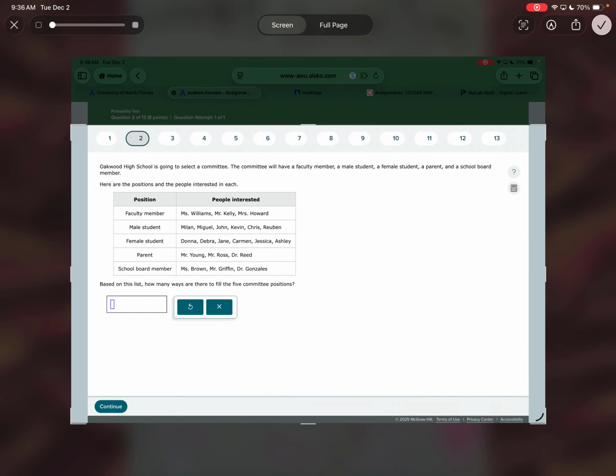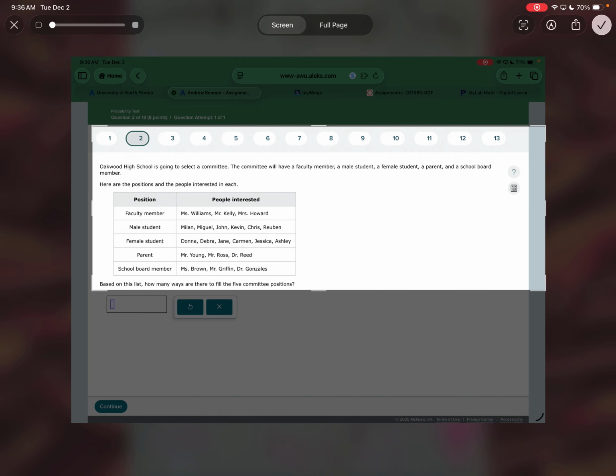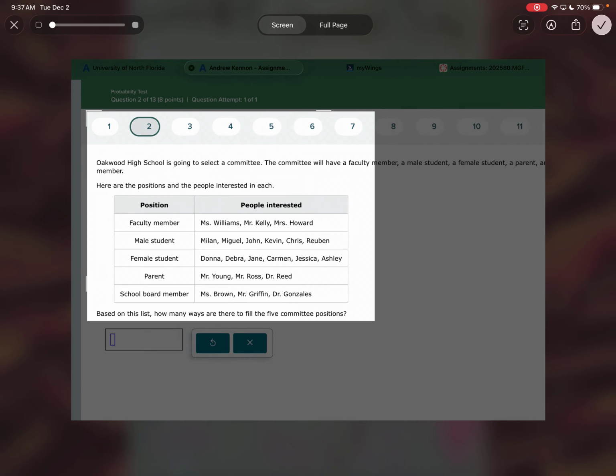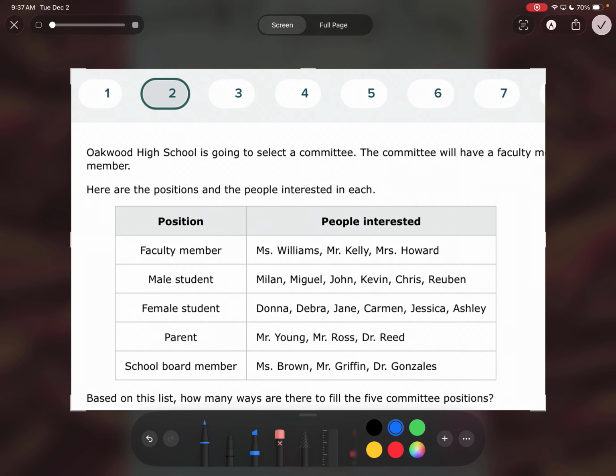All right, test review time. So the first one is number 2 on your test work page. It is pretty easy. It is a counting principle. Counting principle does multiplication. So you just got to figure out how many each of these have.